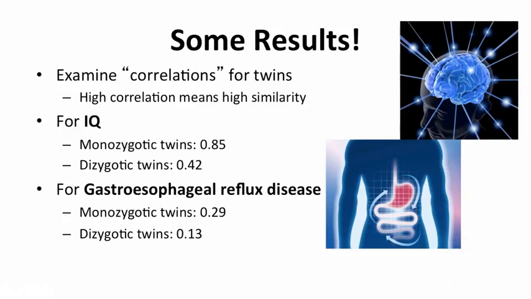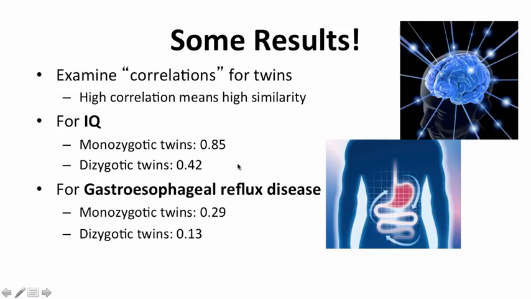Well, if we look at correlations with twins, we often see this difference between monozygotic twins and dizygotic twins. Here are a couple of examples. One is for IQ, or the supposed intelligence quotient, where monozygotic twins tend to score very similarly on these tests. The correlation is 0.85, whereas dizygotic twins have a correlation of 0.42. This suggests there is a genetic component to what is measured here as IQ.